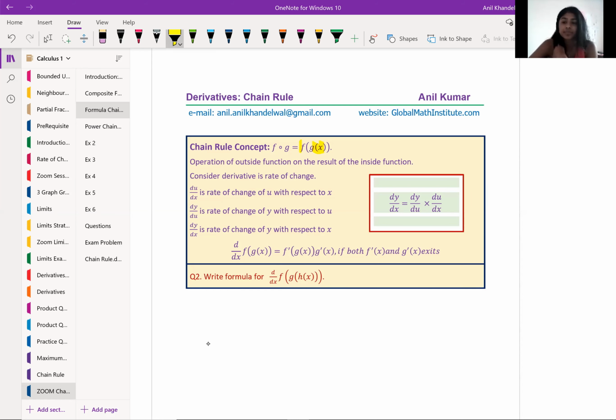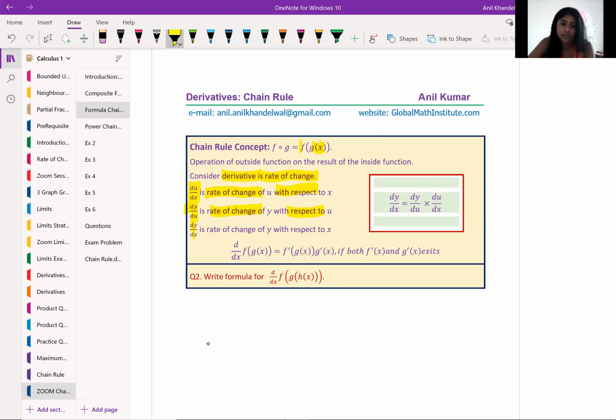Now to explain this particular chain rule, I've taken a very simple concept. We began with gradient, right? We said gradient is a very common thing, and from now onwards we'll call gradient a derivative, correct? We know derivative is gradient, which is rate of change. So if we consider derivative as rate of change, then what is du dx? du dx is the rate of change of u with respect to x, correct? dy du is the rate of change of y with respect to u, and dy dx is the rate of change of y with respect to x, right? So they are kind of related.